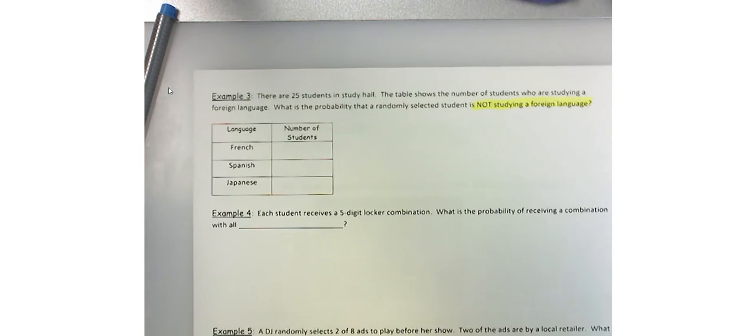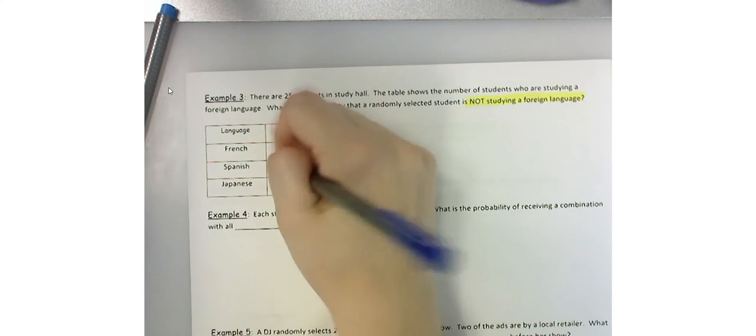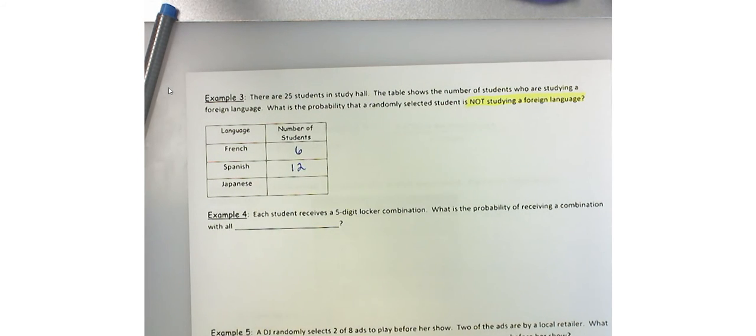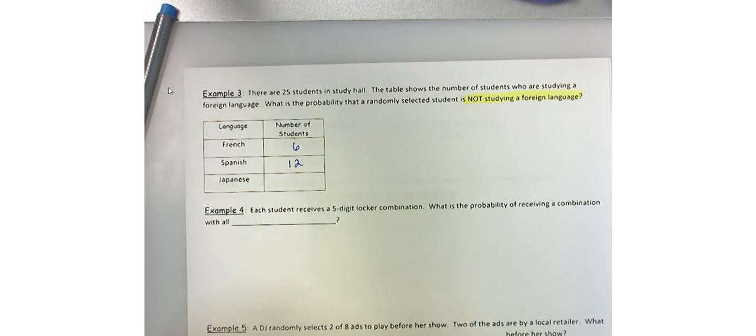So for French, bonjour, there are 6 students. And Spanish, hola, there are 12. And Japanese is konnichiwa. How do you say hello? Konnichiwa. You guys know? Everything I know about language I learned from Sesame Street. So I've got to go back and watch Big Bird Goes to Japan and figure it out.